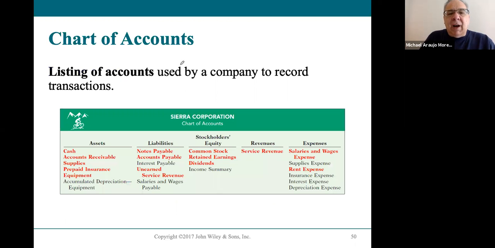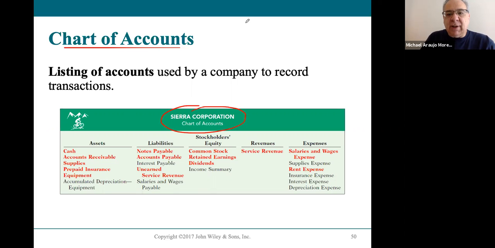Okay. A lot of people want to start a business, but one of the first things, and why accountants are often one of the first consultants to businesses, is that in order to have a business and do accounting, you need to know what accounts your business needs. So the first thing you're doing is really creating what's called a chart of accounts for your business. And this is a sample chart of accounts for Sierra Corporation.